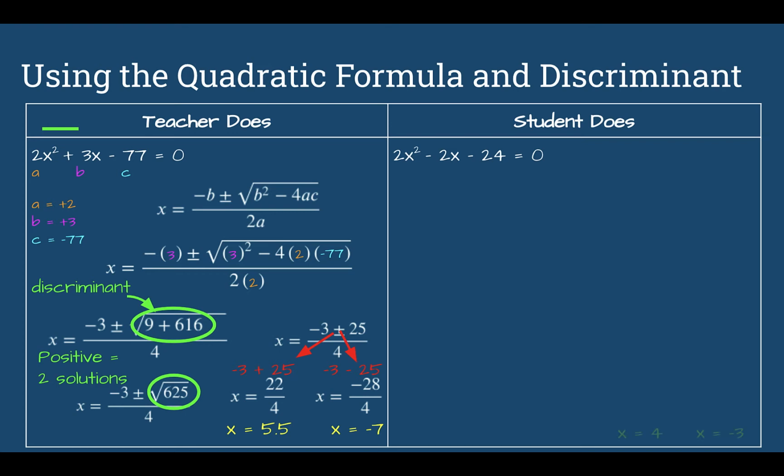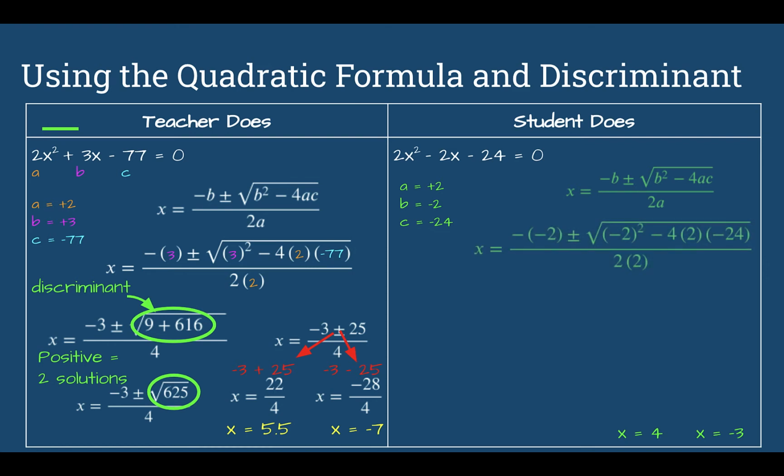Let's check. You should have got x equals 4 and x equals negative 3. Let's look how to get that. Start with our quadratic formula. Here, A is positive 2, B is negative 2, and C is negative 24.